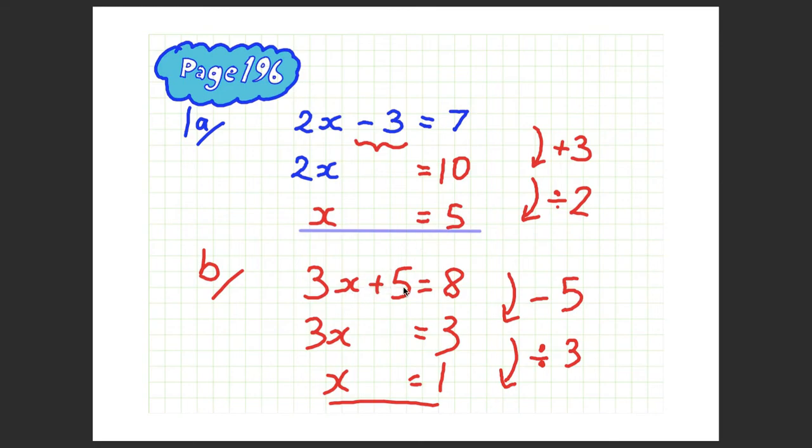Next one, 3x plus 5 equals 8. Take away the 5 to get the bit with x on its own. So I get 3x equals 3. And then to get a single x, divide everything by 3, and you get x equals 1.